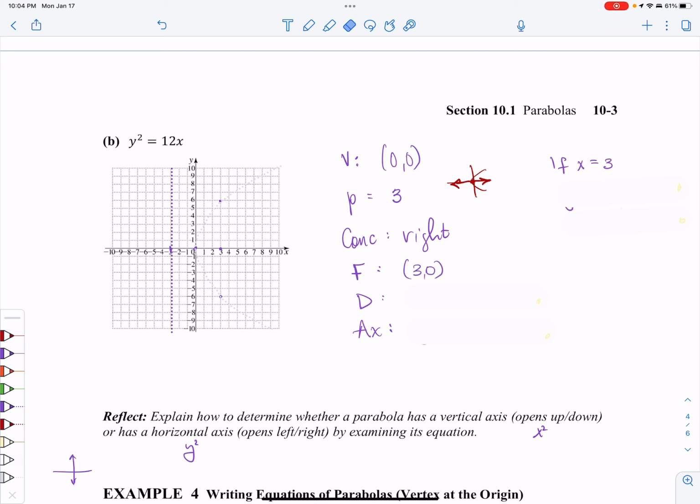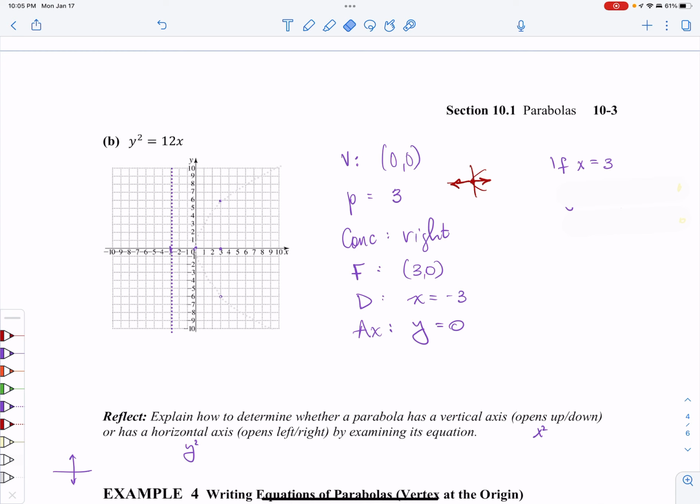My directrix is going to be 3 units in the other direction, but don't forget it's a line. And this time it's a vertical line. So my vertical line then is going to be at x equals -3. My axis of symmetry cuts the parabola in half. This is a horizontal line in this case, so it's going to be y equals 0.